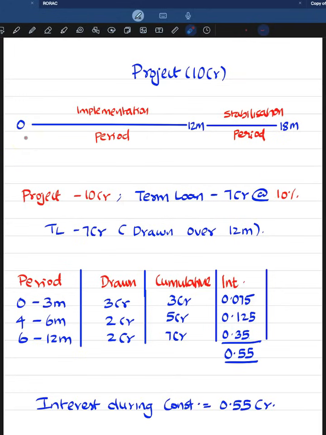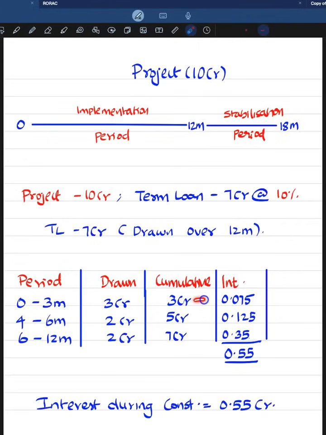So this 7 crore will be drawn over the implementation period of 12 months. Let me give you the breakdown like this. That is, in 0 to 3 months, they draw 3 crore. In the next 4 to 6 months, they draw another 2 crore. It means overall they have drawn 5 crore. And in the balance 6 to 12 months, they draw the balance 2 crore. It means overall they have drawn 7 crore now.